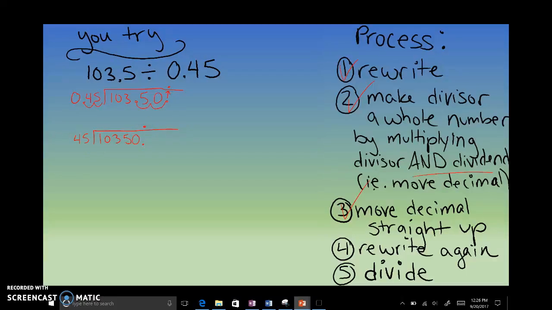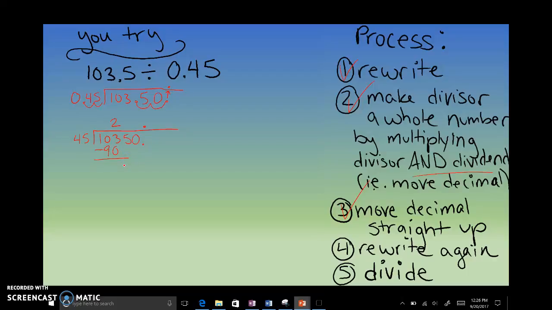So we're going to start off asking, can 45 go into 10 without going over any number of times? No. So now we're going to look at 103. Can 45 go into 103 without going over? Yes. We're going to ask ourselves how many times can go in, twice without going over. So we're going to do 2 times 45 gives us 90.